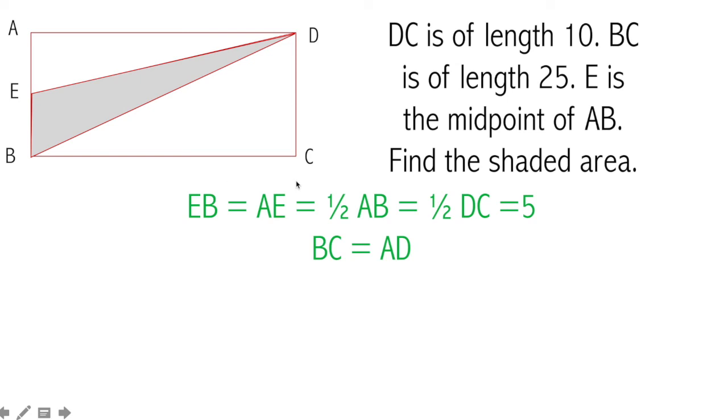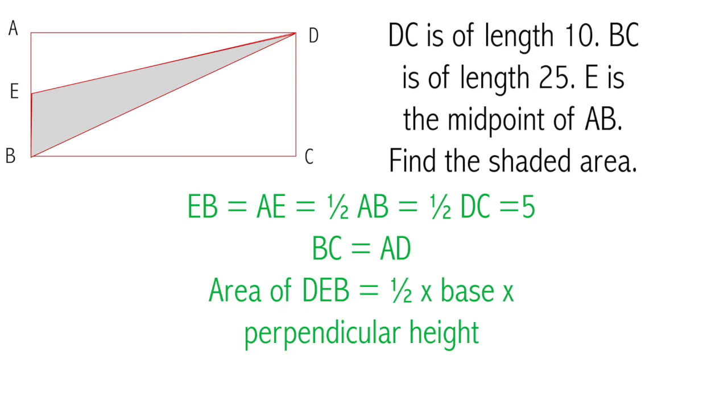The second thing you need to realize is that BC and AD are equal because they're opposite sides in the rectangle, so they're equal in length. So AD is also 25 centimeters, even though it's not mentioned in the question. Now the area of DEB is half into base into perpendicular height, right? So now over here, you can see that we do not have any clear perpendicular height, so there is no altitude rising that is 90 degrees or perpendicular to the base EB over here.